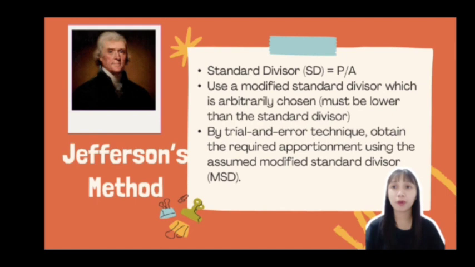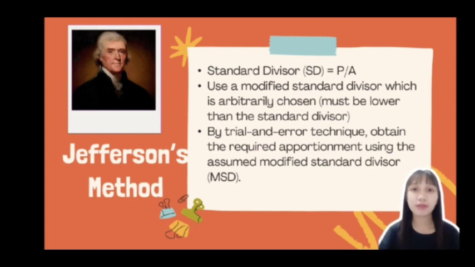Jefferson's method, proposed by Thomas Jefferson. This method involves using a modified standard divisor instead of the exact population per representative to calculate each state's natural numbers of seats, rounding down. The divisor is adjusted until the number of seats matches the desired total. This method tends to favor smaller states and was used in the US from 1790 to 1830.